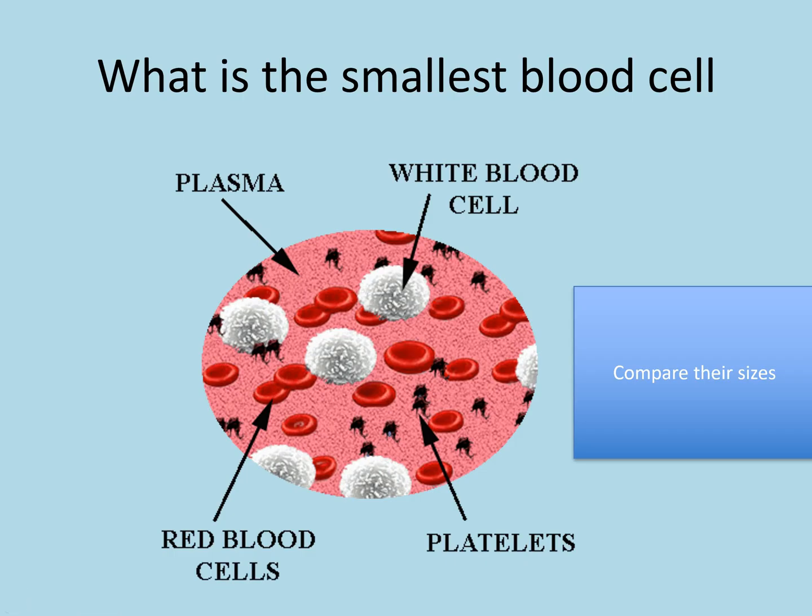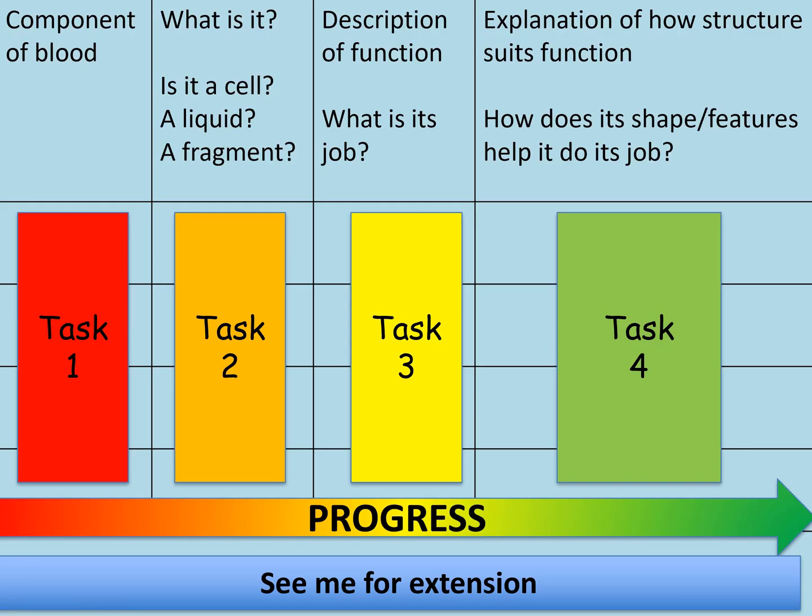So the smallest part in our blood is the platelets. These are the very smallest sections. Next would be our red blood cell. That's the next smallest, followed by the white blood cell, the largest. We can't really say plasma has a size because it's a liquid. It's what all the cells float in.